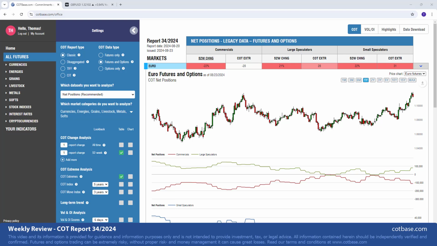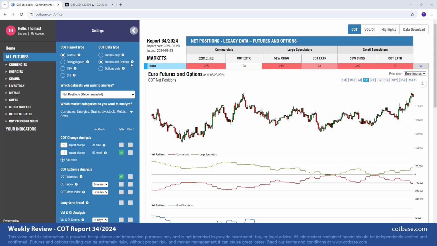Today we're going to be analyzing the 34th Commitments of Traders Report of 2024. And as we always do, we shall start off by looking at the largest changes in commercials net positions. We are of course analyzing the legacy COT report type, or as we call it, the classic COT report type. It has the longest history of COT data. And we're analyzing futures and options combined.